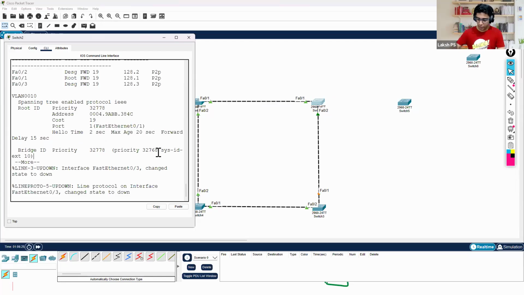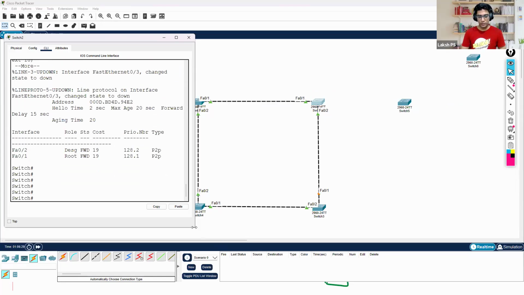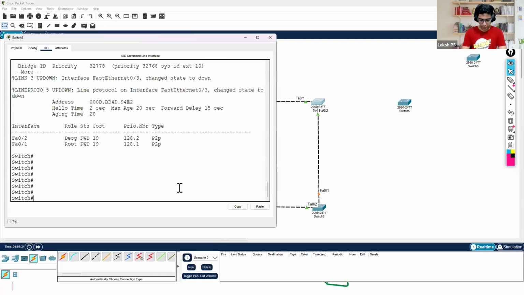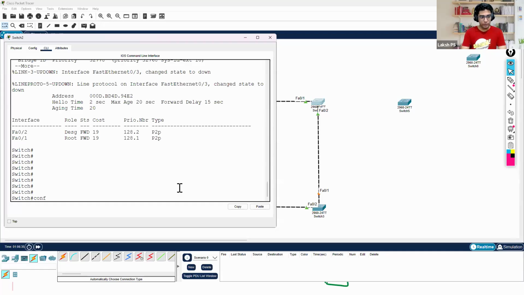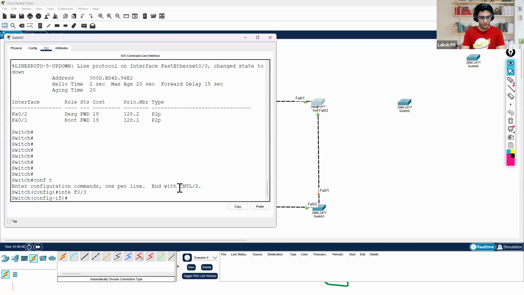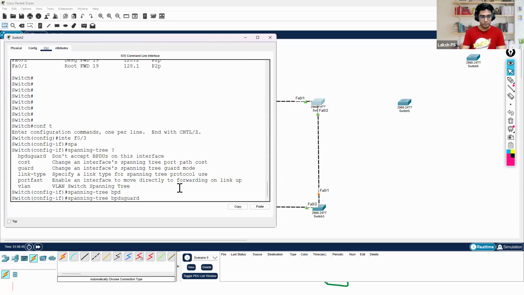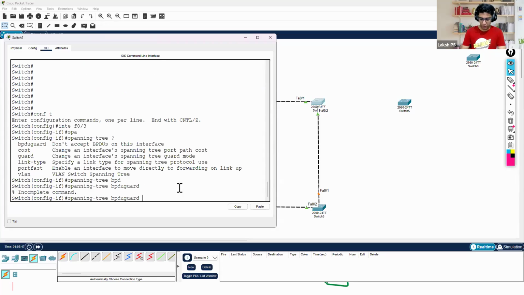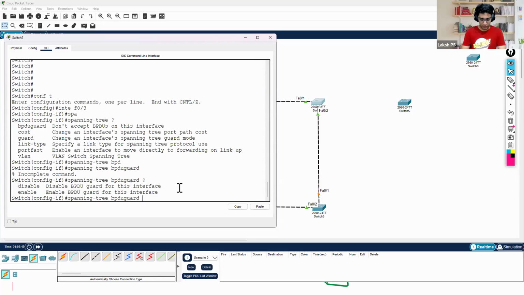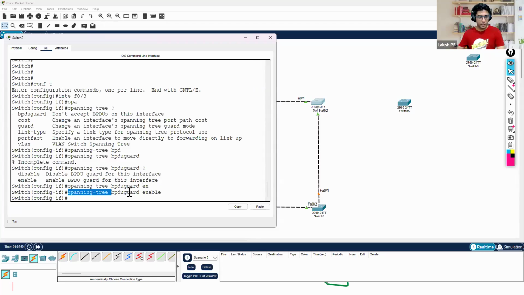So what we are going to do now is introduce a new feature instead of root guard. On interface 0/3, we will go to configuration terminal, interface Fast Ethernet 0/3, spanning-tree bpduguard enable. That's all, just one line: spanning-tree bpduguard enable.